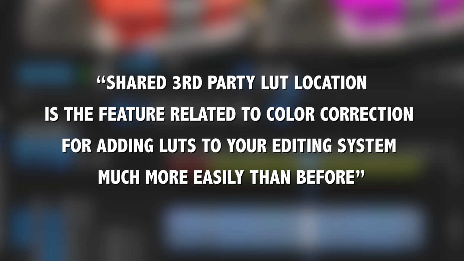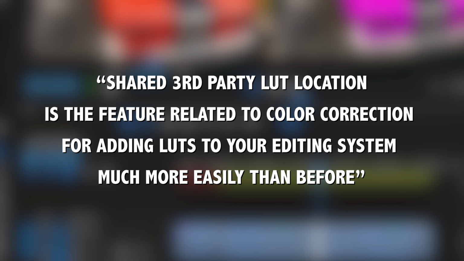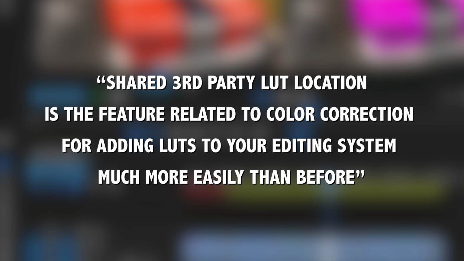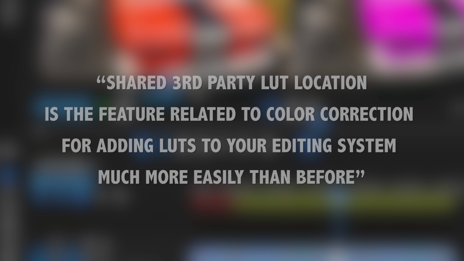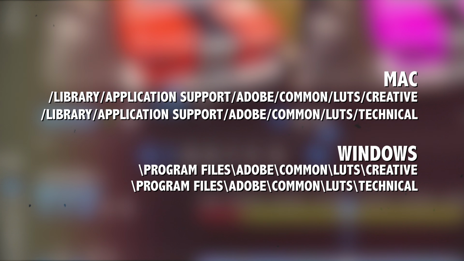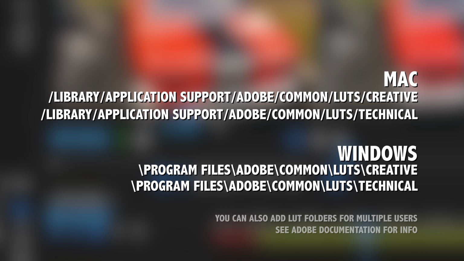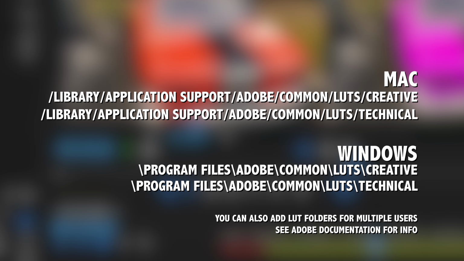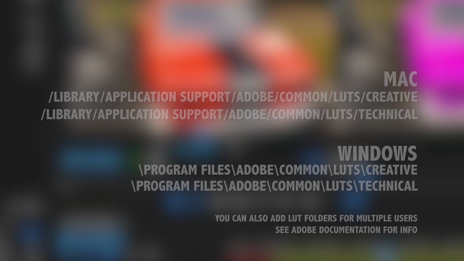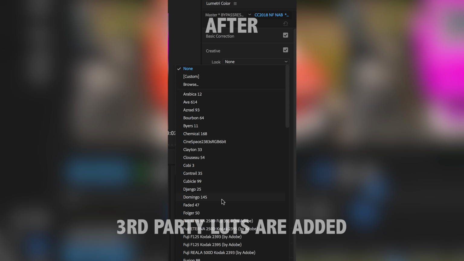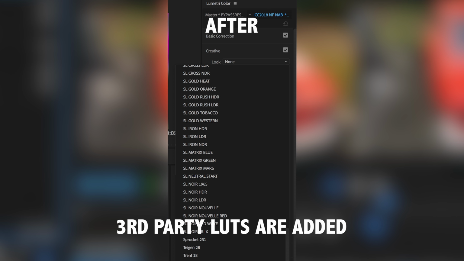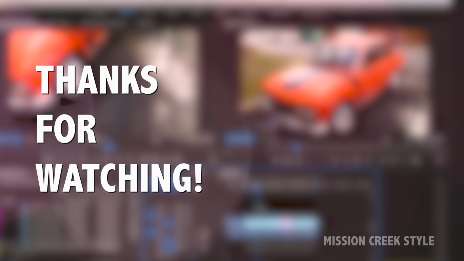Shared Third-Party LUT Location. Shared Third-Party LUT Location is the feature related to color correction for adding LUTs to your editing system much more easily than before. You will need to create specific folders in your computer before importing LUTs into them. Place LUTs in these folders, restart the application, and they will appear as you'd expect in the Lumetri color panel and elsewhere. So those are the new features.